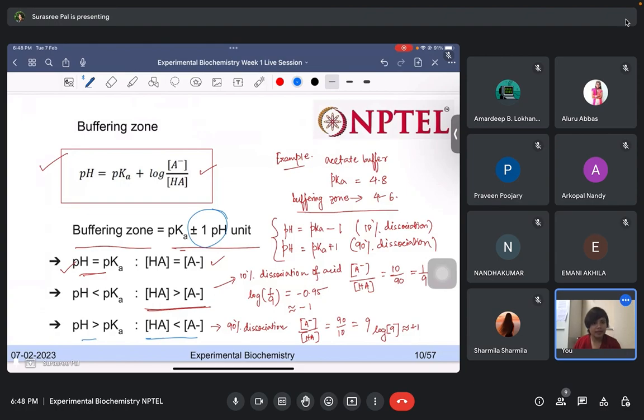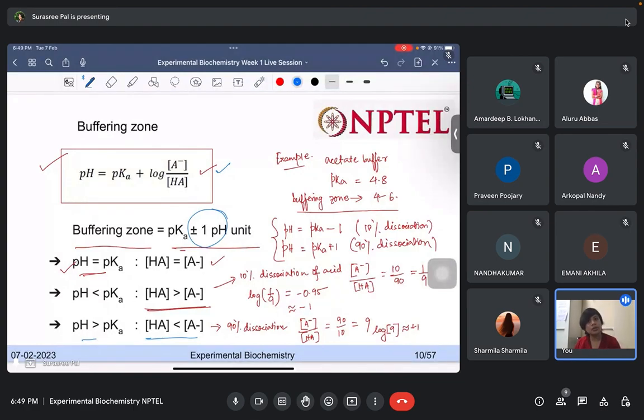Any doubt regarding this particular part where we are saying that the buffering zone is when the pH is plus minus 1 from the pK value? And how do we determine that? We determine that using this Henderson Hasselbalch equation, where if there is 10% dissociation of the acid, the pH will be approximately pK minus 1. If there is 90% dissociation of the acid, then the pH value will be pK plus 1.